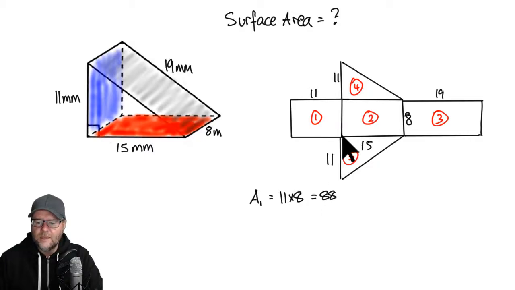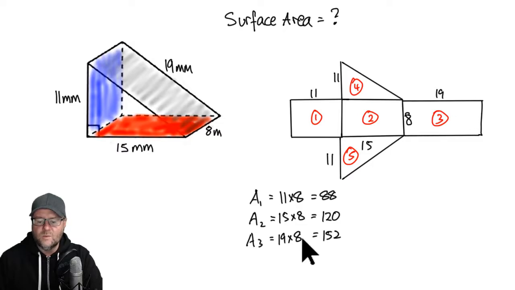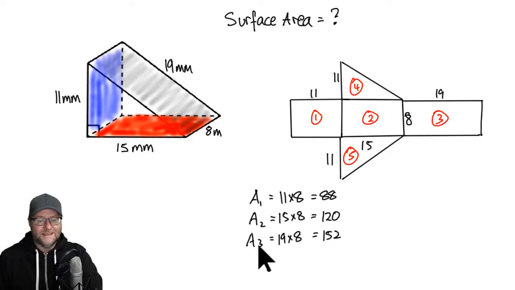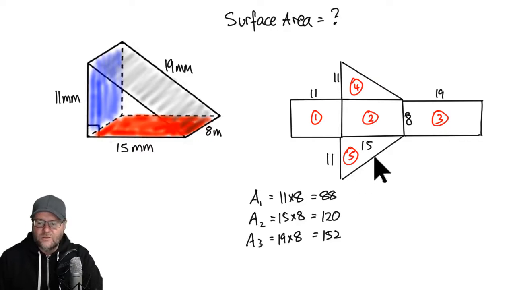Area 2 is 15 that way and 8 that way. So 15 times 8 for the rectangle. Rectangle 3 I can see is 8 this way and 19 this way. So multiply them together, I get 152. So far I've done the 3 rectangles, the area of part 1, area of part 2, and the area of part 3. I've got the triangle bits to go.